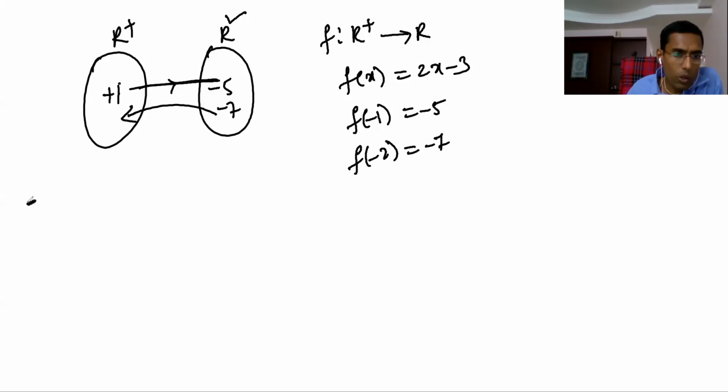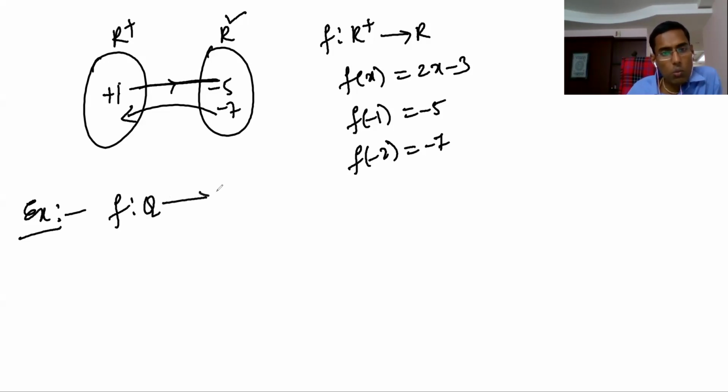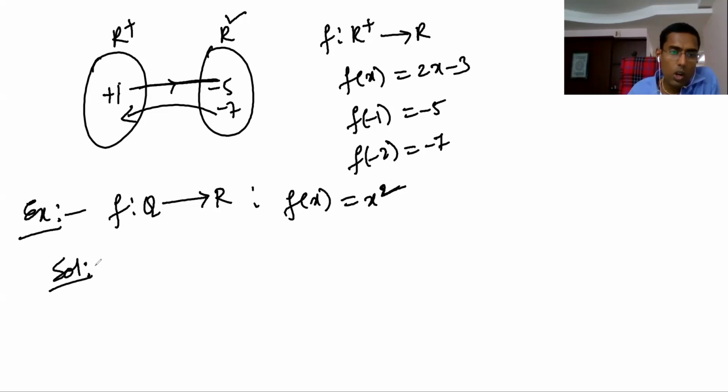I'll give you one more example, then you can ask your doubts. f maps, here simply I'll keep some rational numbers to real numbers, defined as f of x equal to x square. I'm defining f of x equal to x square. Whether it is an onto function or not is the question.